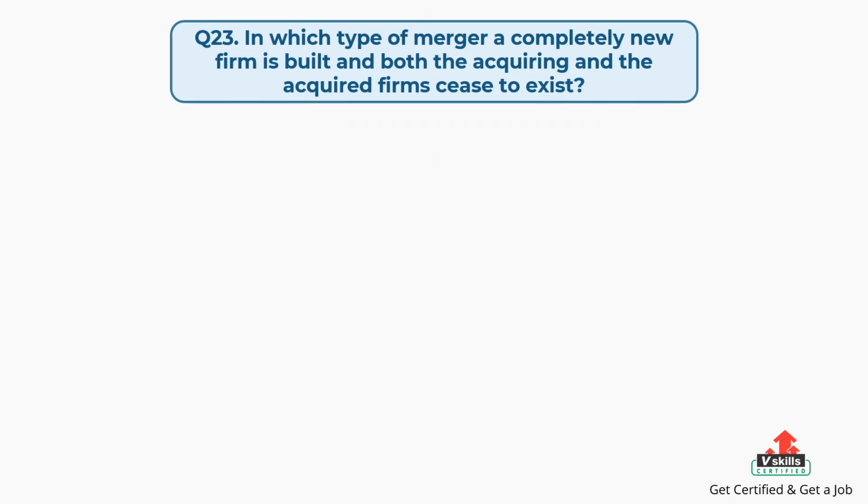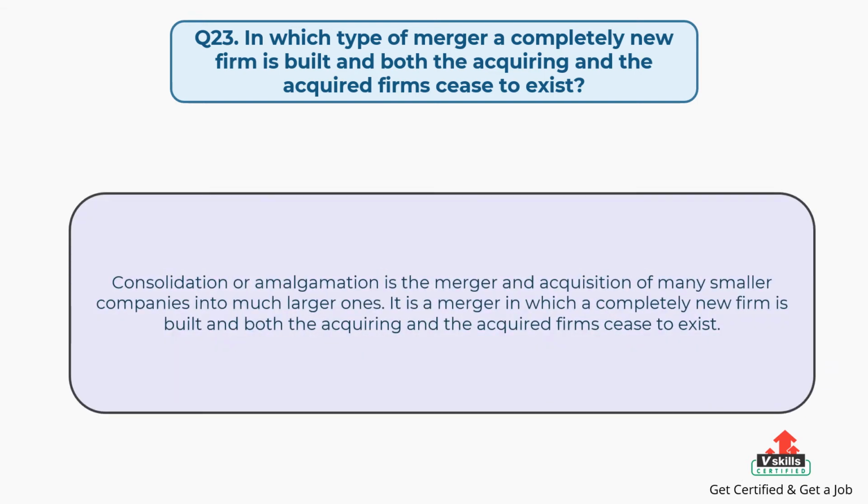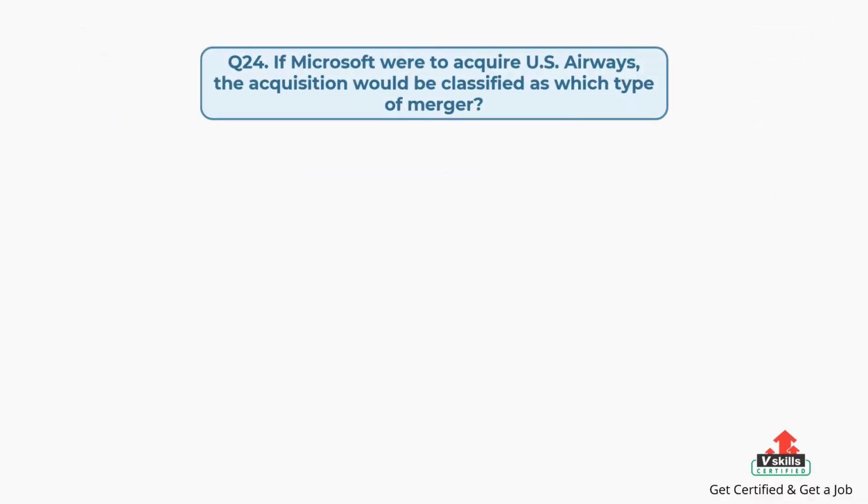Question number 23. In which type of merger a completely new firm is built and both the acquiring and the acquired firms cease to exist? The answer is, consolidation or amalgamation is the merger and acquisition of many smaller companies into much larger ones. It is a merger in which a completely new firm is built and both the acquiring and the acquired firms cease to exist.